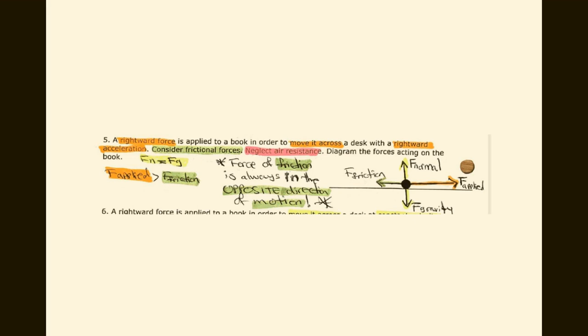Consider frictional forces, neglect air resistance, diagram the forces acting on the book. So pretty much 95% of it is the same exact problem, same exact scenario. The only difference is in number 5, we had a rightward acceleration, and in number 6, we have constant velocity. So let's go ahead and see how that depicts a change and how your FBD should be drawn as a result of it. So there's number 6.